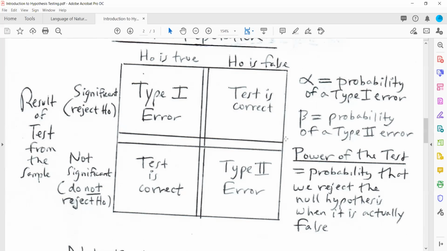All right. Now, the probability of a type 1 error. This is the error where you reject the null hypothesis when the null hypothesis is actually true. That type of error is this type 1 error. The probability of it is called alpha, right? They use the Greek symbol alpha to represent the probability of a type 1 error. The probability of a type 2 error, that means when we do not reject the null hypothesis when the null hypothesis is false, is called beta.